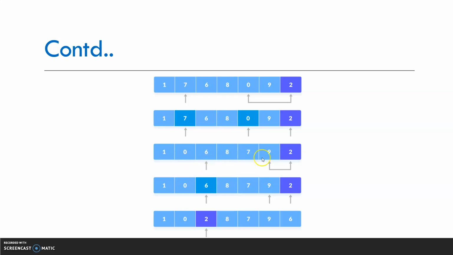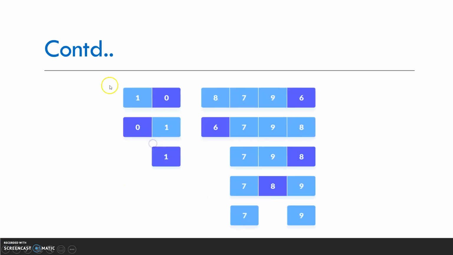Then we find 6. 6 is greater than 2, but now we can see all the other elements are also greater than 2, so we will simply swap the pivot element with 6, and finally the pivot element will be in its intended position. Now at this point we will split this array into two subarrays. One will contain the smaller numbers, the other will contain the greater numbers.